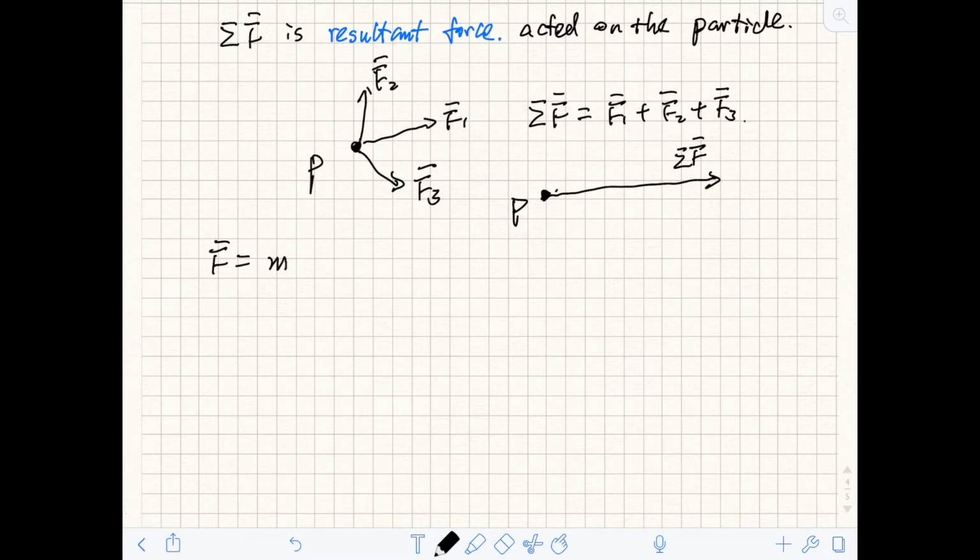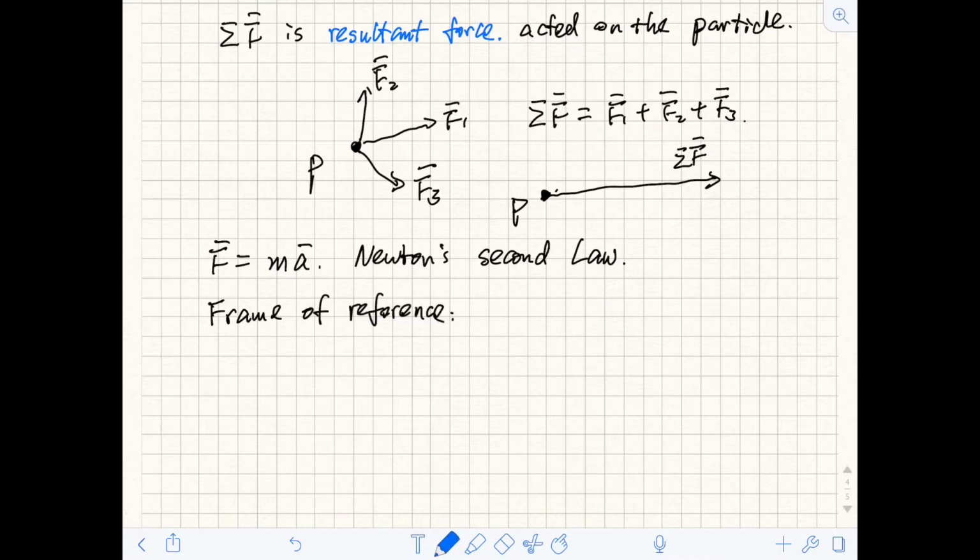From Newton's second law, we know force equals ma. But we really haven't talked about reference frames. If you recall, when we find the acceleration of some point in an inertial frame or in a rotating frame, they would have different values. So for Newton's second law, the frame of reference is really important, and F equal to ma is only true in an inertial reference frame.